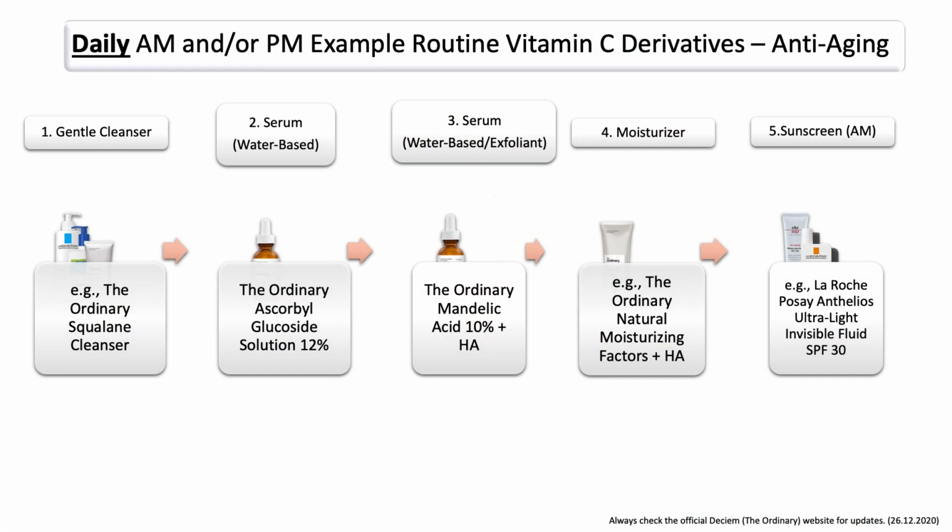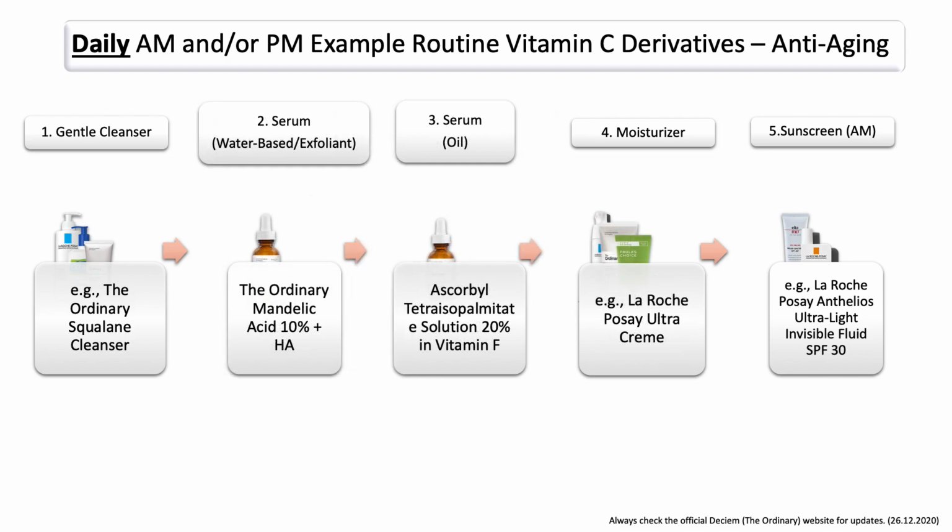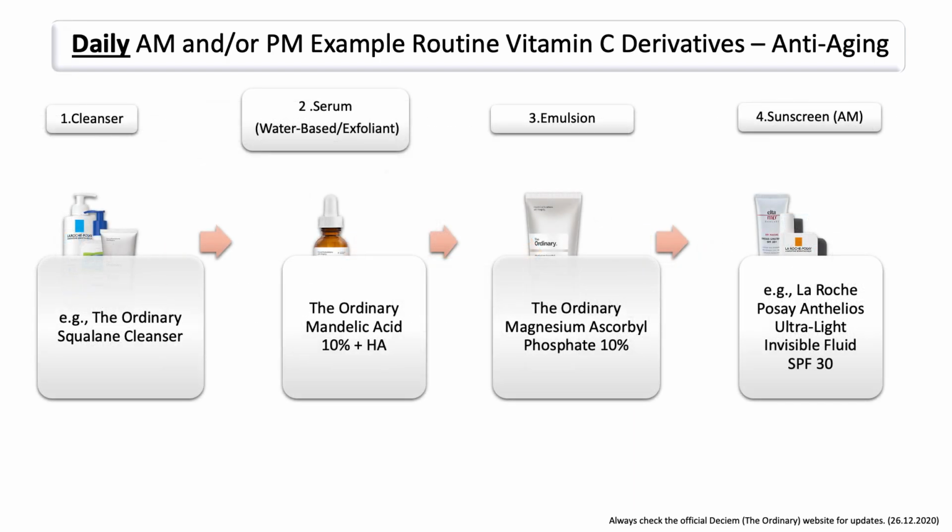It's only the pure forms of vitamin C which I recommend to avoid using. And so if you want to include one of the vitamin C derivatives in your skincare routine, this is what one routine would look like. If you're going to use the Ordinary ascorbyl glucoside solution, use it before mandelic acid. If you want to use the tetraisopalmitate solution, which is an oil, use it after mandelic acid. And also if you want to use the Ordinary magnesium ascorbyl phosphate, which is an emulsion, so similar to a moisturizer-like texture, you also would use it after mandelic acid.